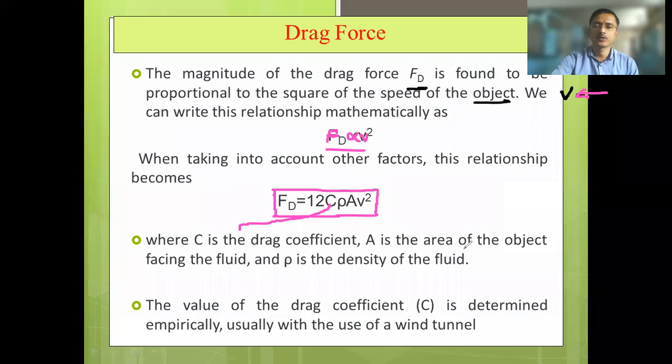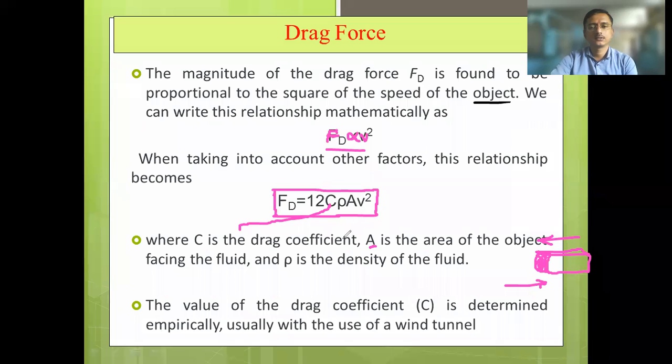A is nothing but the area of the object facing the fluid. Suppose this is the object which is moving in this direction, and drag force is acting in this direction. So this capital A is nothing but this area. The cross section area of the object will be the capital A. If we show this diagram separately here, you will understand it. Okay, so that is capital A.